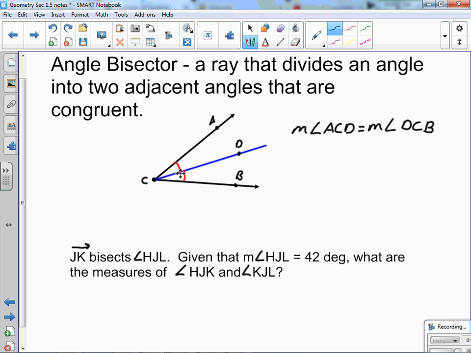And notice these little red arcs here, that's the way that we would mark to say that two angles are congruent. They're going to both have one arc here. So since they both have one arc, that's saying that this angle here is congruent to this angle here.